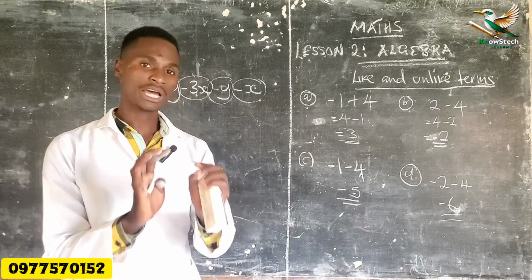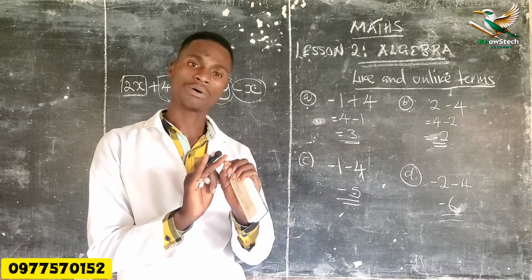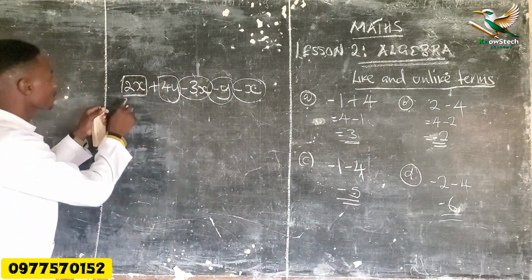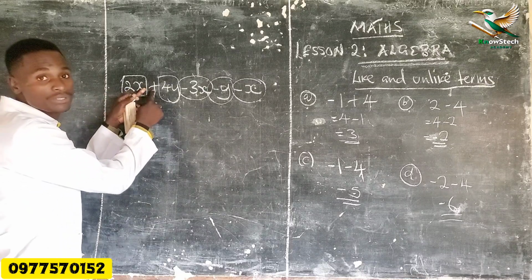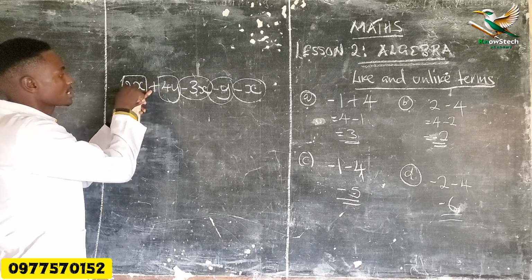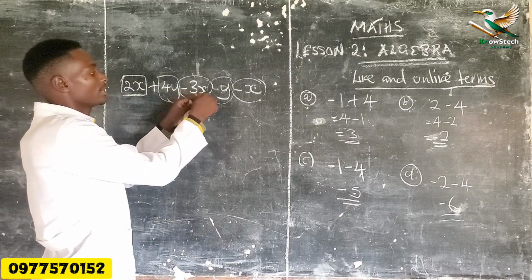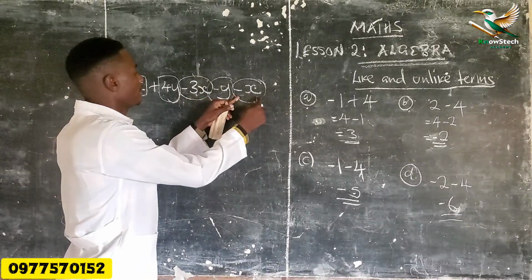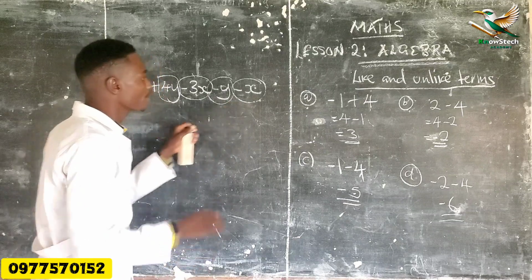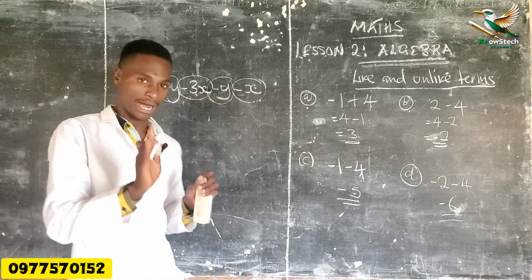A term is an expression, a number or a variable which is separated by a negative or a positive sign. So here we have 2x before we get to a positive plus. So this is the end of the first term. Then you have the minus, so this is the second term. Then the third term, the fourth, and the fifth term here. So we have 5 terms here. That's what terms are.